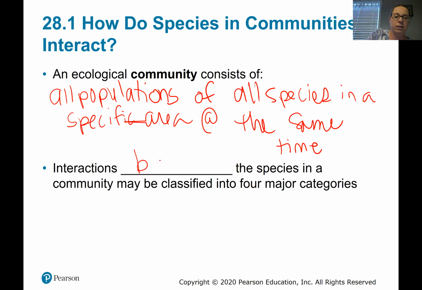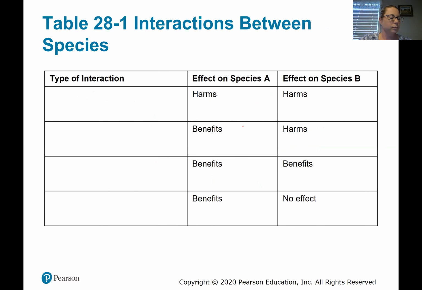Interactions between the species in a community can be classified into 4 major categories. And we talked about interactions a little bit during the animal behavior lecture. But here are the 4 main types of interactions, and these boxes are really small, so just be aware of that as you're trying to write these in. The first one is interspecific, S-P-E-C-I-F-I-C, competition.